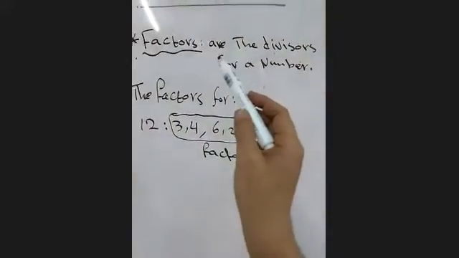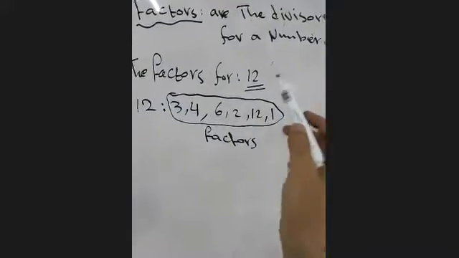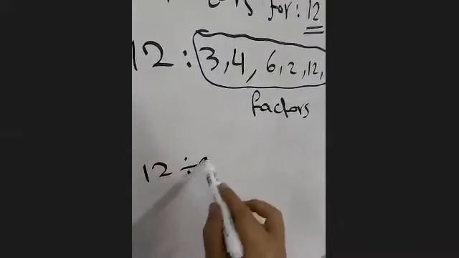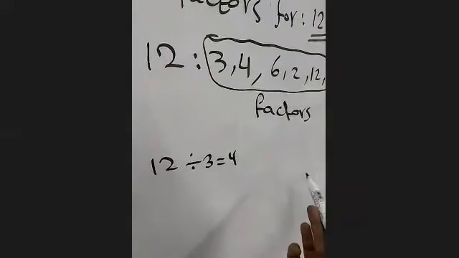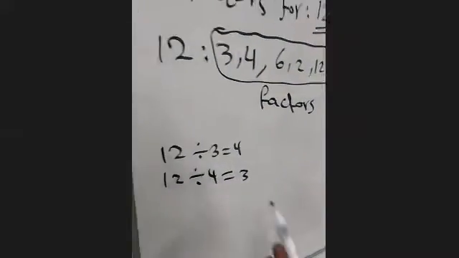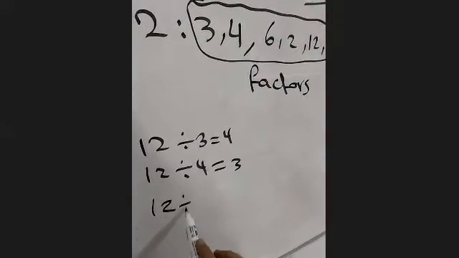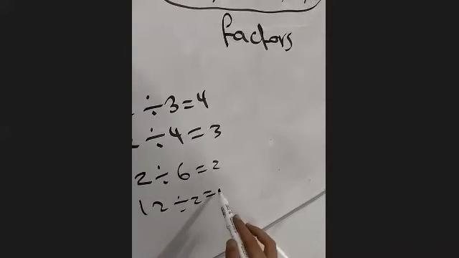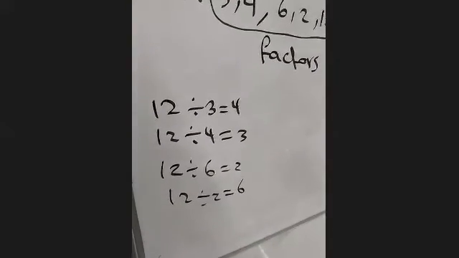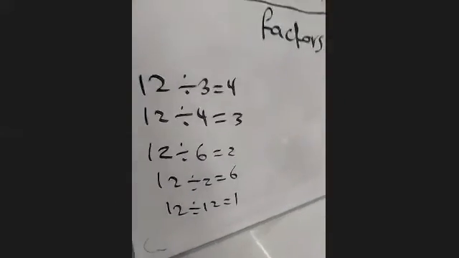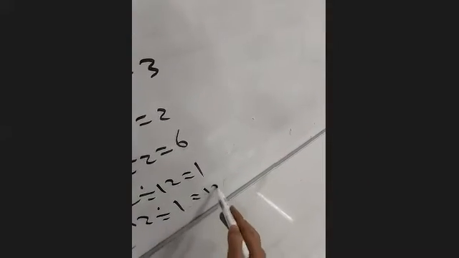Now, what I mean by saying the factors are the divisors for a number. Divisors means 12 can divide on 3, which is 4, and the remainder is 0. And 12 can divide on 4, which is 3, and remainder is 0. And 12 can divide on 6, which is 2, and remainder of 0. And 12 can divide on 2, which is 6, and remainder of 0. And 12 can divide on 12, which is 1, and remainder of 0. And 12 can divide on 1, which is 12, with remainder 0.